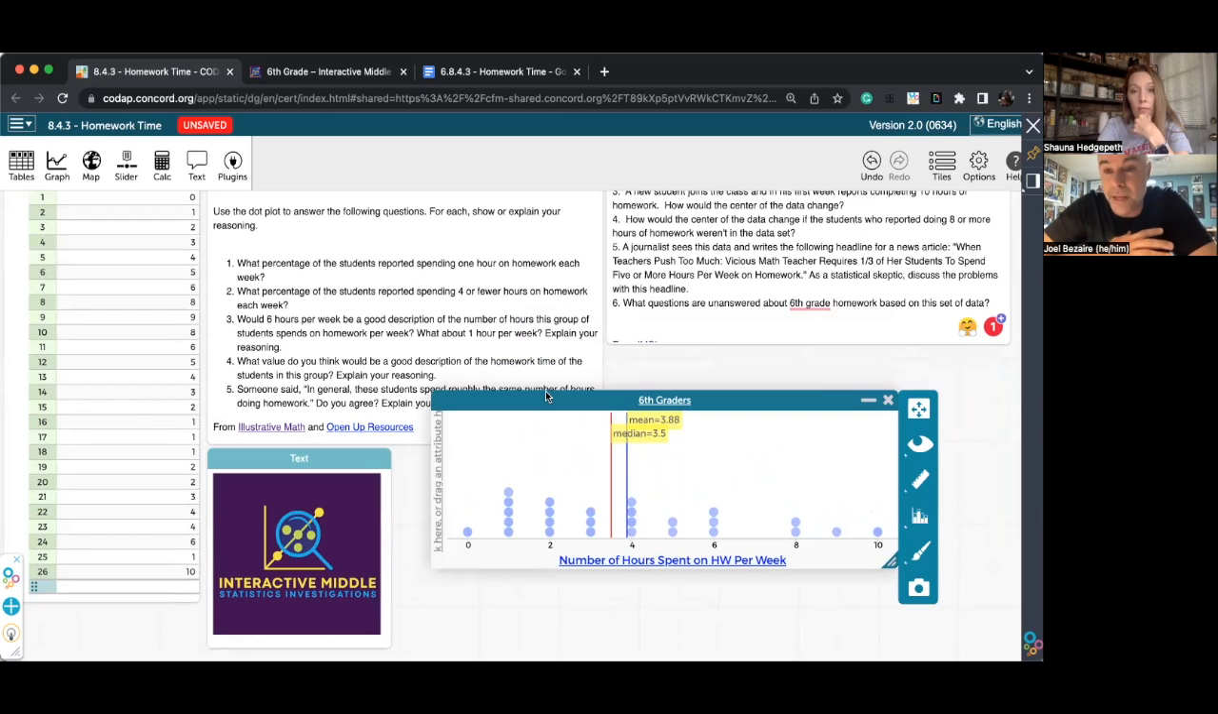We want them thinking about it intuitively. We also want them to see the actual motion while they investigate this. Question 4 says, how would the center of the data change if the students who reported doing 8 or more hours of homework weren't in the data set?